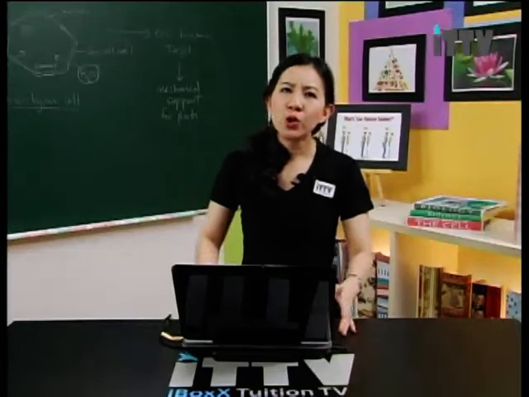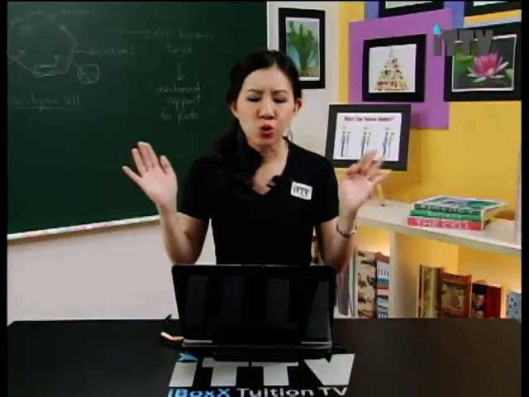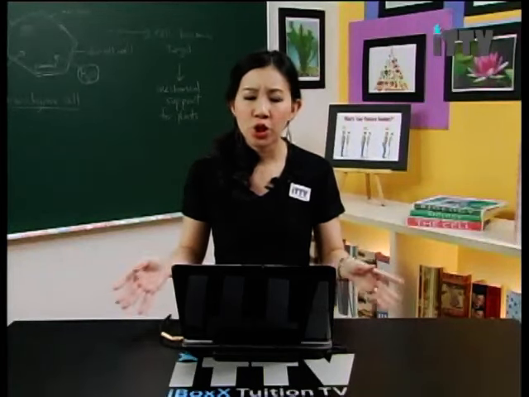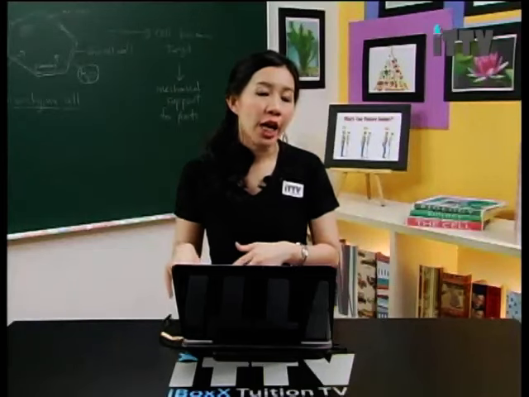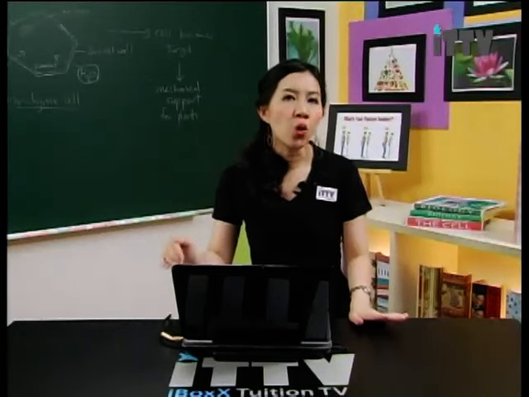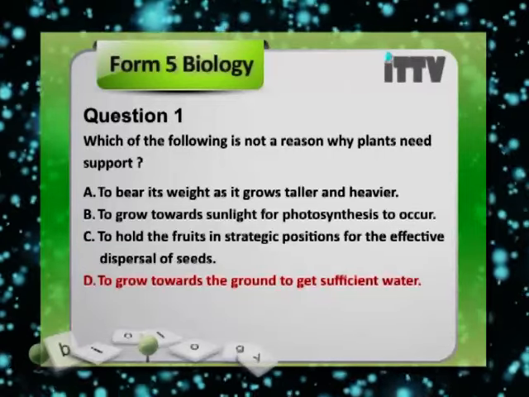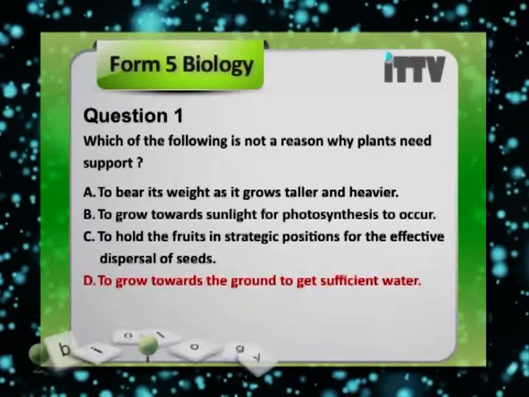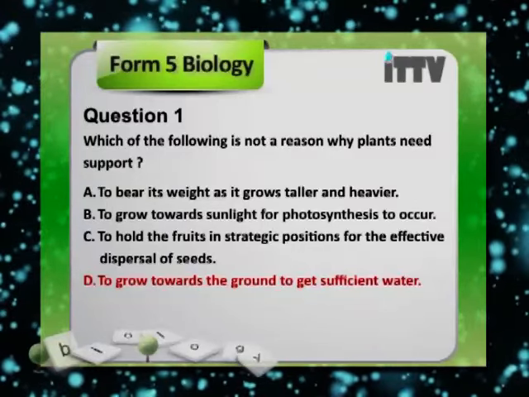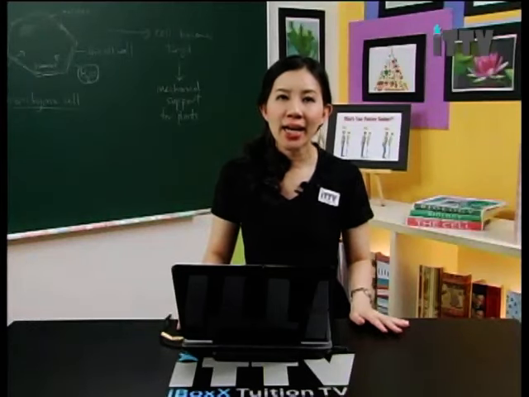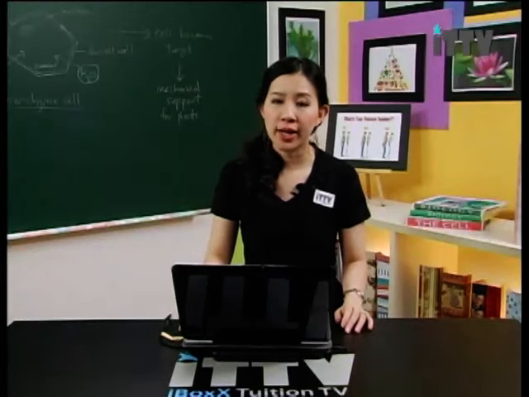Now, remember there are those floating plants. Floating plants don't have to grow towards the ground, because floating plants also include those which are not rooted. So it's not necessary for plants to grow towards the ground to get sufficient water. But options A, B, and C are definitely all legitimate reasons why plants need support: to bear weight, growing towards sunlight, to hold the fruit in strategic positions. They're all correct.